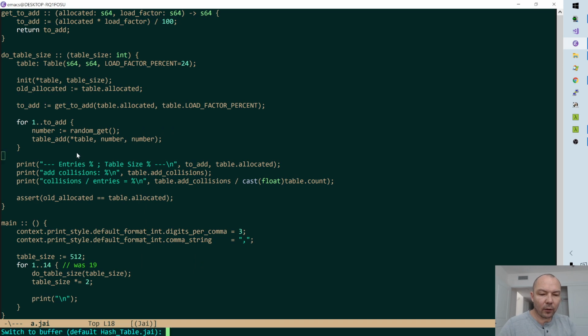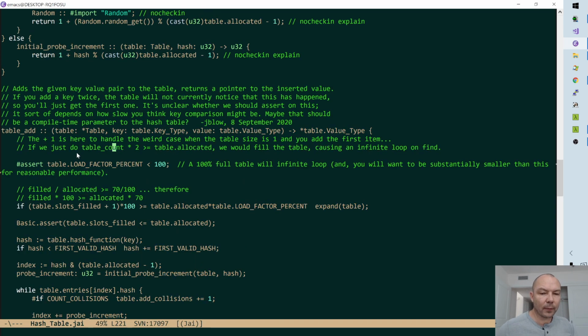If table dot out, so you're asking about this. Here, this is how much of the table is full, plus 1 because you want to round up, right? Times 100 is greater than or equal to allocated, the total size of the table, times load factor percent, right? And what is this? This is just doing a divide without doing the divide. So you can imagine, pull the 100 down here and make this over 100. So you're taking the allocated slots times 70 out of 100, or whatever your load factor is. And if we're greater than or equal to that, expand the table.